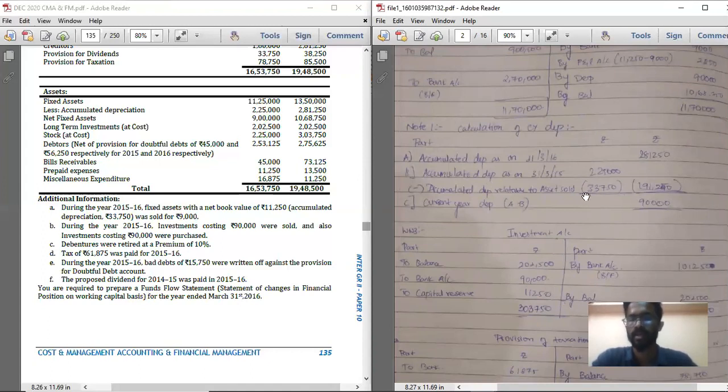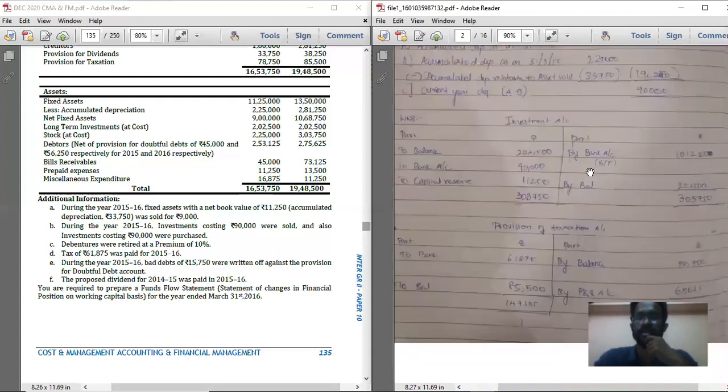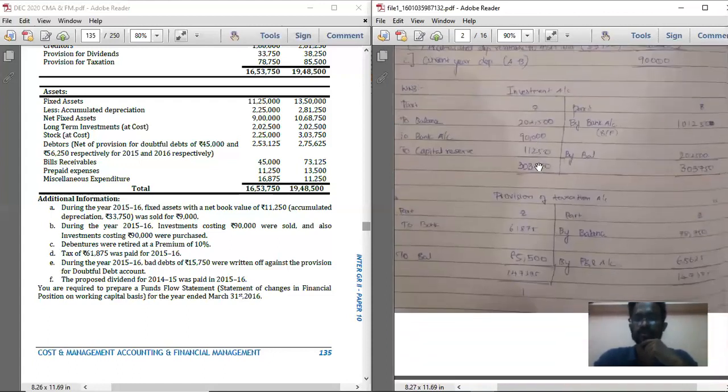This particular calculation, just understand it clearly: closing balance minus opening balance. But part of the opening accumulated depreciation has been sold along with that machinery. So the depreciation which belongs to that machinery should be taken off from the opening balance. Remaining is only the adjusted opening depreciation. If you deduct closing minus opening, you will get the current year depreciation. Below that, the investment account: just take down all the information, that is, all the entries.